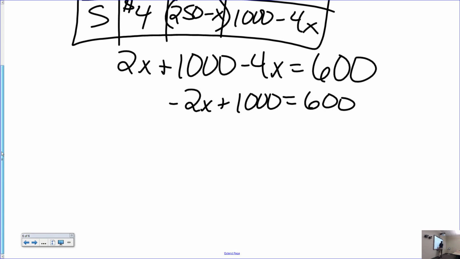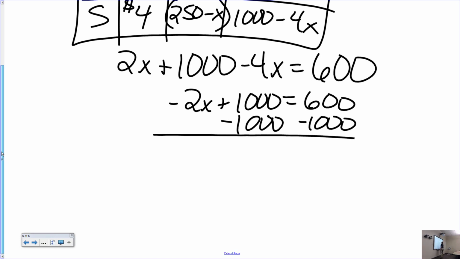Because what are we going to do in the very first step? Subtract 1,000. When you subtract 1,000, what's going to happen on the other side? You're going to get another negative. And when you take a negative and divide by a negative, positive. Oh. Since we closed the door, I get to sing. Negative 2x equals negative 400.